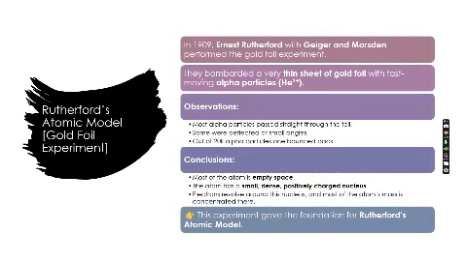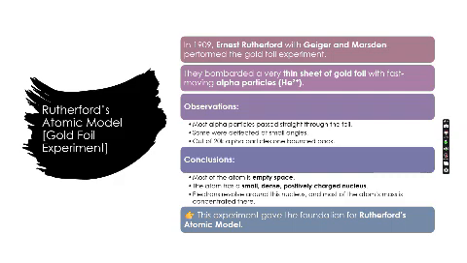Now, what is the gold foil experiment? In 1909, Ernest Rutherford with Geiger and Marsden performed the gold foil experiment. They bombarded a very thin sheet of gold foil with fast moving alpha particles, helium plus 2. Observations: most alpha particles passed straight through the foil. Some were deflected at smaller angles. Out of 20k alpha particles, one bounced back.